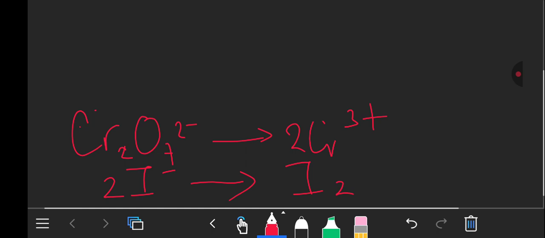So let's balance the first one. You have dichromate changing into a chromium ion. That is reduction. We have oxygen there, so what are we going to do to the right-hand side? We simply add water. There are 7 oxygen atoms there, so we're going to add 7 water molecules.